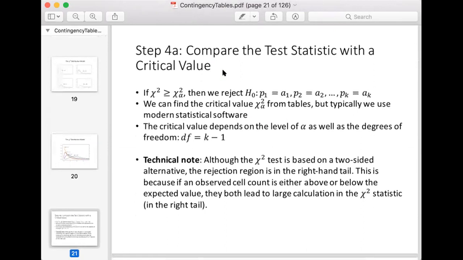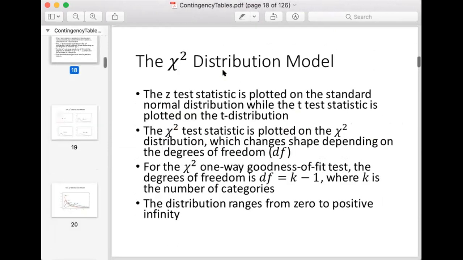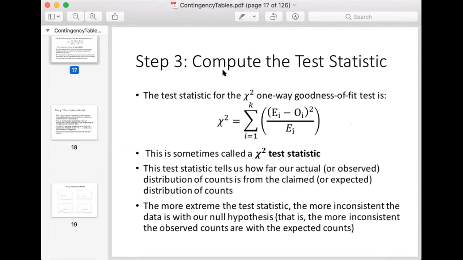So in order to make a conclusion, you will find your test statistic by using the formula for chi-squared, which we said is the expected minus the observed squared divided by the expected value, and then you will sum that for each category. And the summation of that will be equal to your chi-squared test statistic.